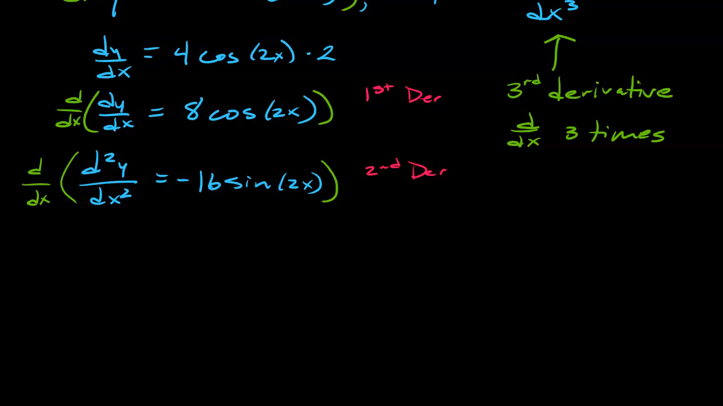And d/dx of d squared y/dx squared would be d cubed y/dx cubed, which is what I'm trying to find from the original. That's what the original question was. And the derivative of sine is cosine, times the 2 from the angle again, would give me negative 32.